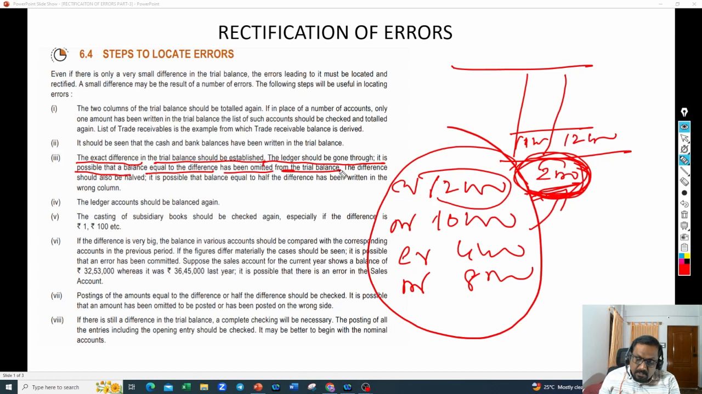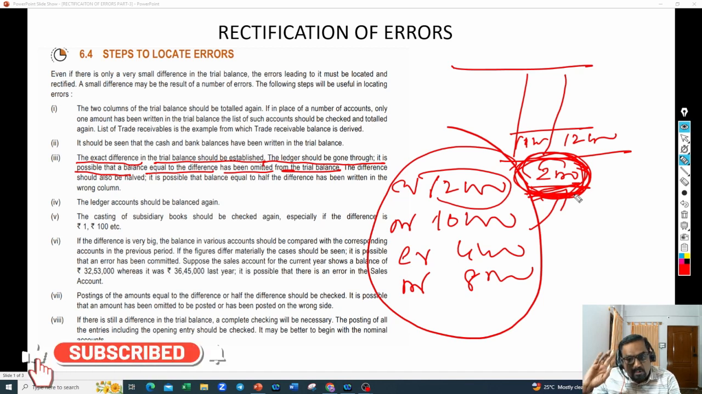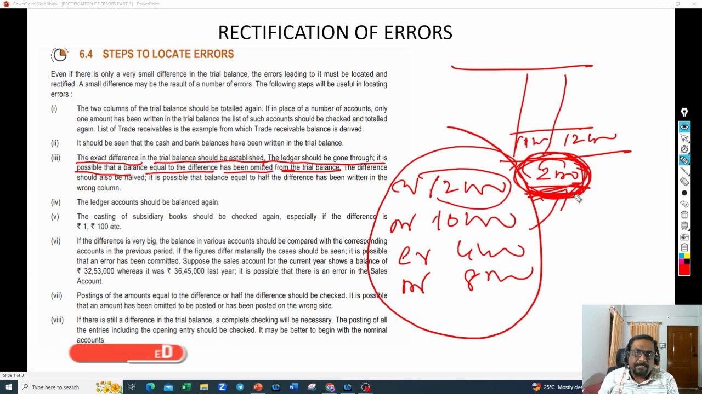So let us say you have identified this 2,000 as the difference. Is there any possibility that exactly to the extent of 2,000 I missed a transaction? You can go through the ledger, each and every page, and see whether there is any one transaction with a value of 2,000 that was missed out. If that is identified, then your problem is resolved. If 2,000 is not identified, but a 4,000 difference is identified, that also needs to be considered.